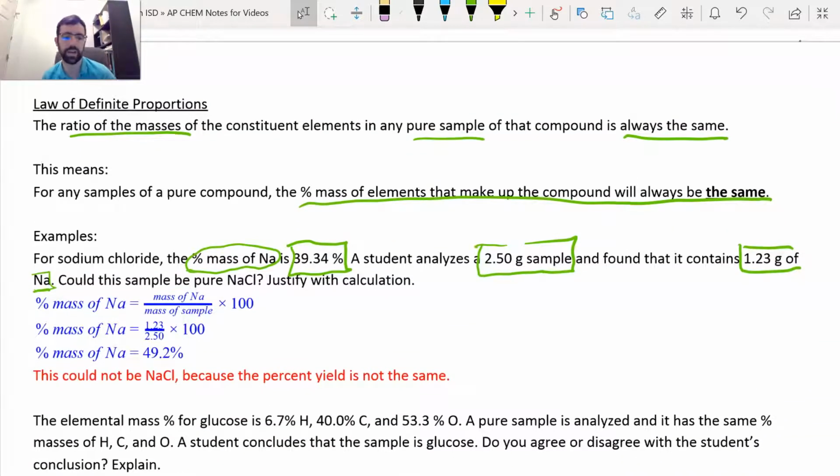Now we got another problem down here. We're flipping it around the other way. It says the elemental mass percent for glucose is 6.7% hydrogen, 40.0% carbon, and 53.3% oxygen. A pure sample is analyzed, and it has the same percent masses of hydrogen, carbon, and oxygen. The student concludes that the sample is glucose. Do you agree or disagree with the student's conclusion?